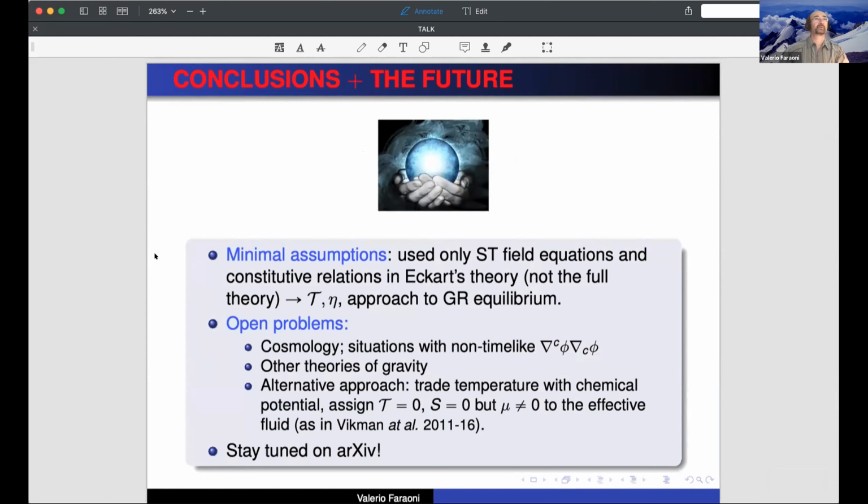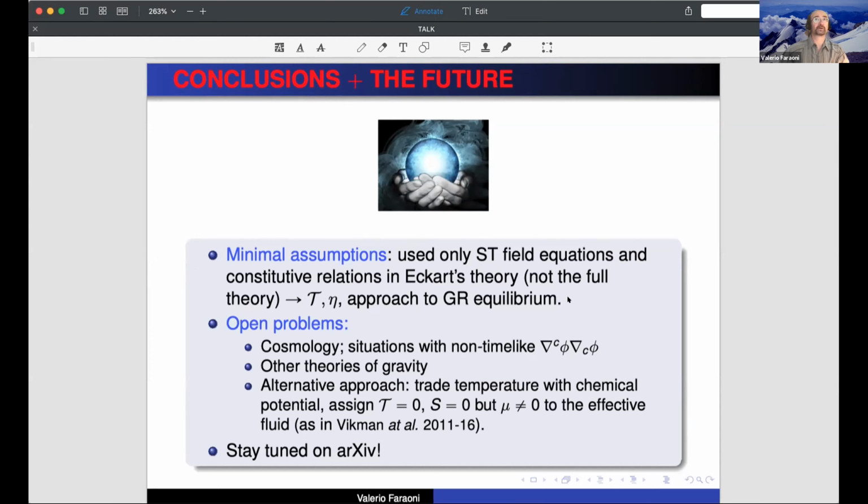And then assume something very minimal. So we just assume the constitutive relations that appear in Eckert's theory for dissipative fluids. Now we know that Eckert's theory is non-causal, it has superluminal propagation, and that's a problem. But that's still the most basic model that you use for dissipation. So we don't need to assume all of Eckert's theory, just the constitutive relations, which probably could be assumed in other theories too. And we find that you can have an approach to general equilibrium.